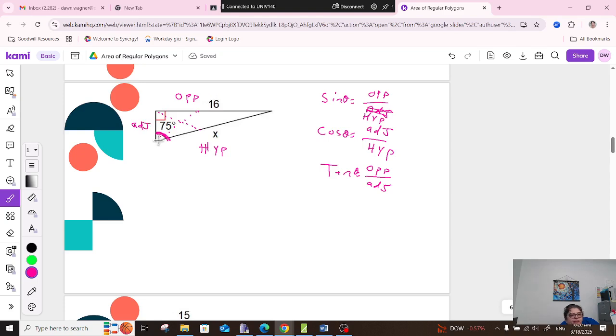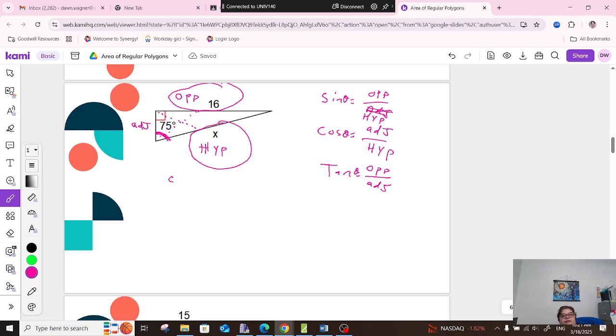So you put your finger on the degree, remember? And we label. Opposite is across from that degree. Hypotenuse is always across from the 90. And then here's adjacent. I don't have a number at adjacent, and I don't have an X. I have 16. I'm looking for X. Which one of these is opposite and hypotenuse?